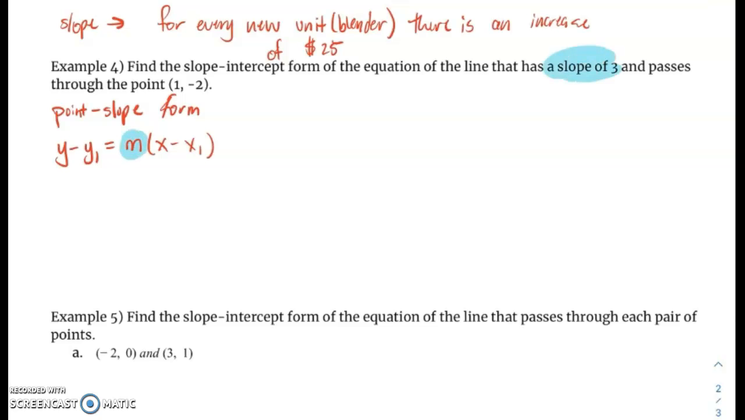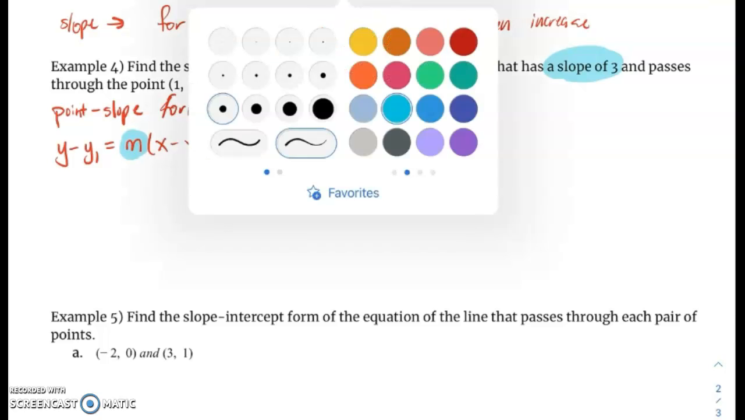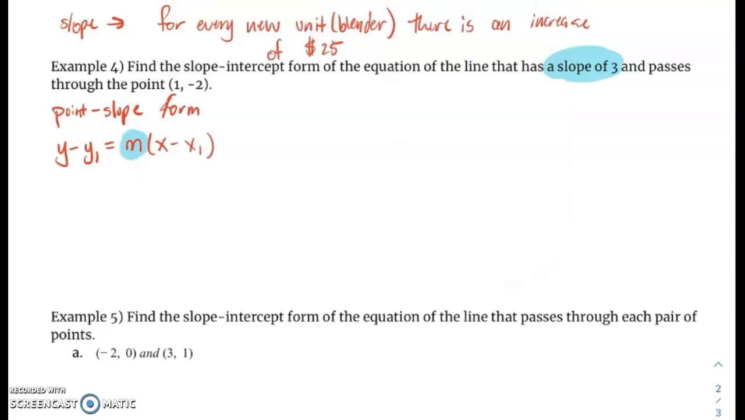In this case, that would be 3. And then you have a point, which is why it's called point-slope. You have an x and a y, which is why they give you the 1 and the -2 to plug in. So now I'm going to plug those in. It'll be y minus -2, since -2 is the y value given. The m is 3, and that's given. And then x minus the x1 given, which is the 1.